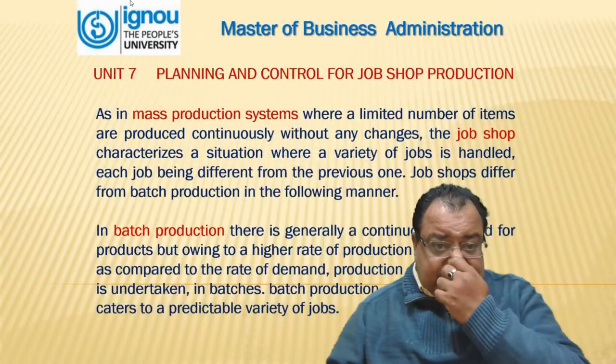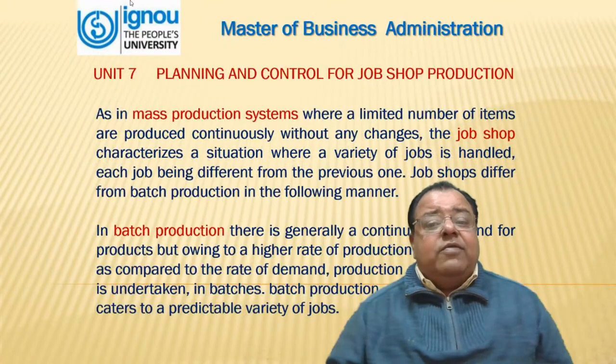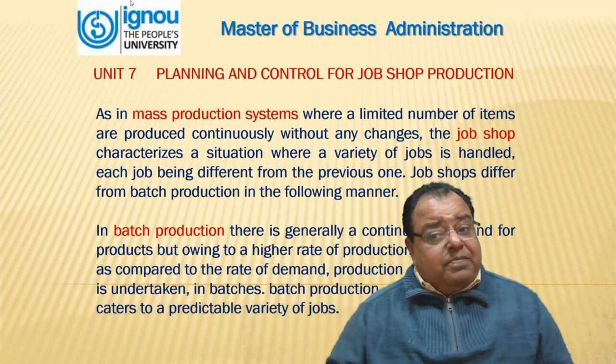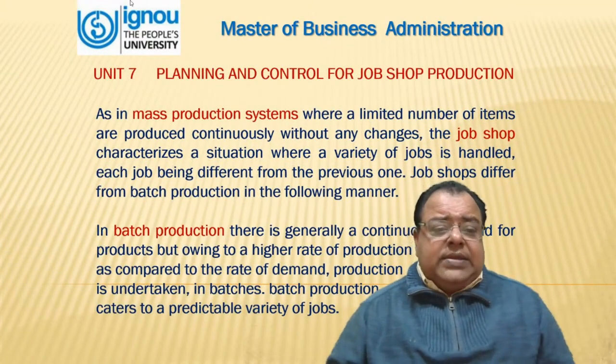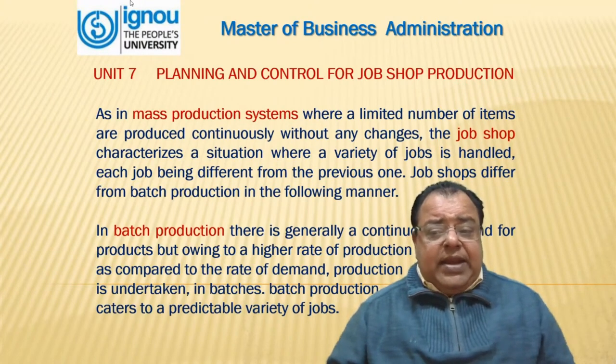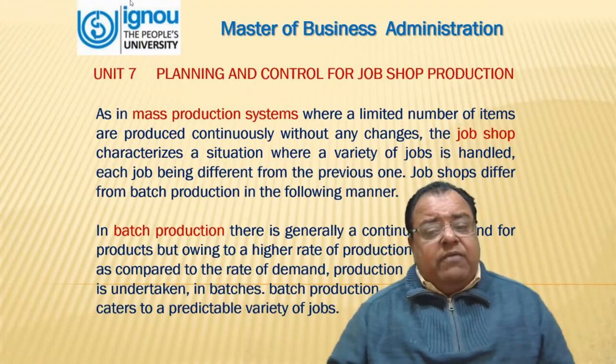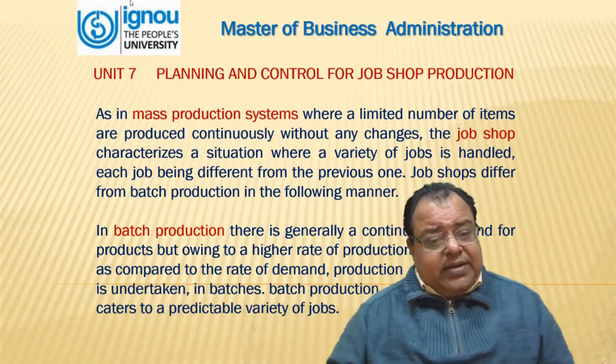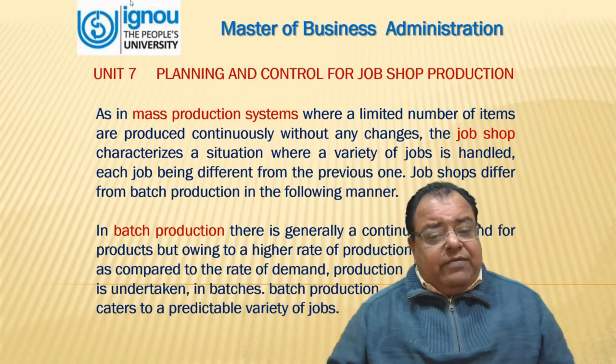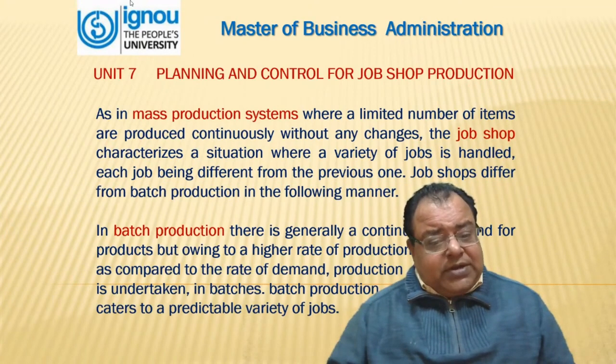We move to Unit 7, that is planning and control for job shop production. As in a mass production system, where a limited number of items are produced continuously without any change, the job shop characterizes a situation where a variety of jobs is handled, each job being different from the previous one. Job shop differs from batch production in the following manner.